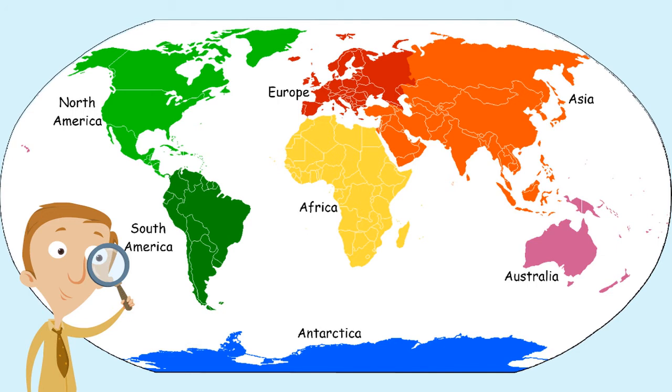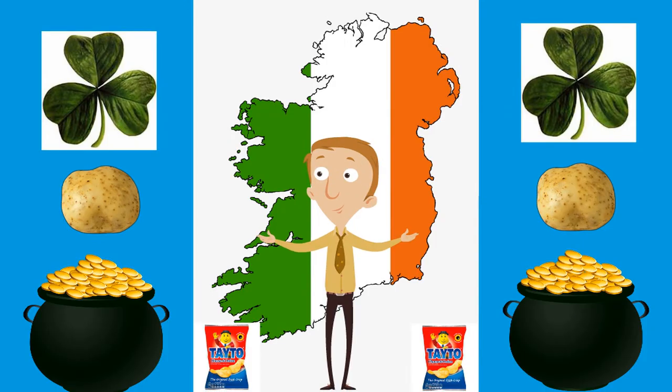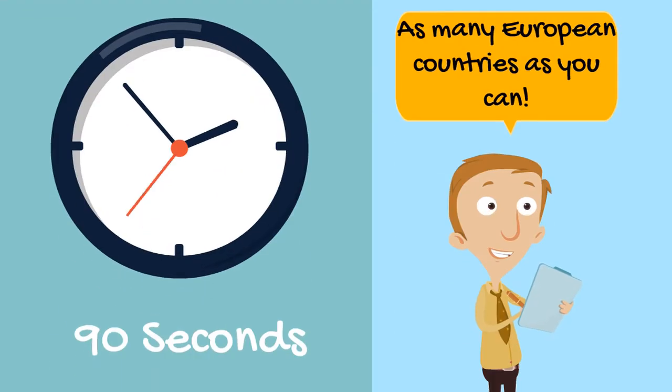Within these continents are countries, like Ireland. Ireland is one country on the continent of Europe. There are over 40 other countries. Here's a challenge for you. See how many of the countries of Europe you can name in 90 seconds. Pause the video when you're ready to start, get your timer and your pencil ready, and off you go.